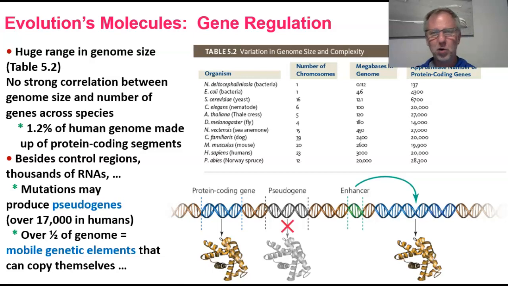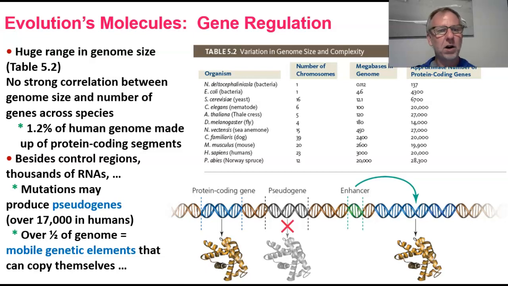Another big important question in biology. So in us humans, only a little over 1%, 1.2% of our human genome is made up of protein coding segments. So what's all the rest for? Besides control regions, there's thousands of RNAs that are also made. So that's quite a big chunk, as we've learned, of our DNA is coding for different RNAs.